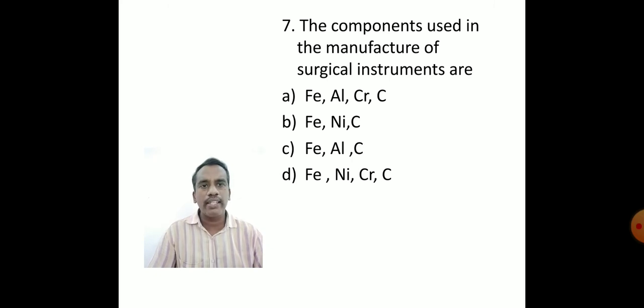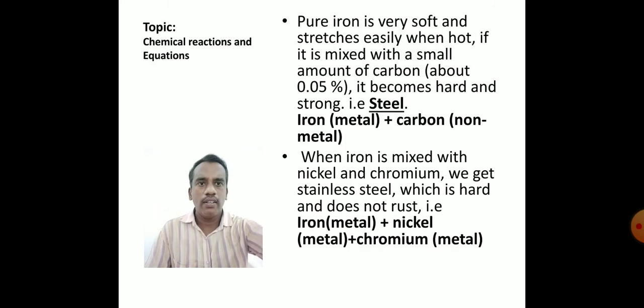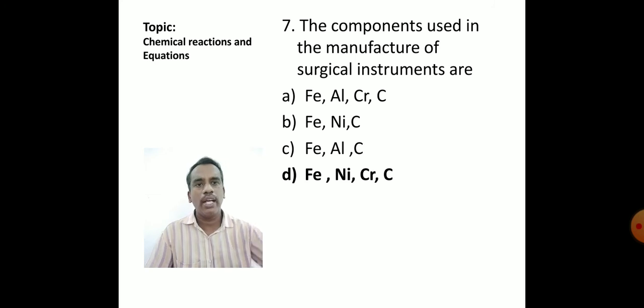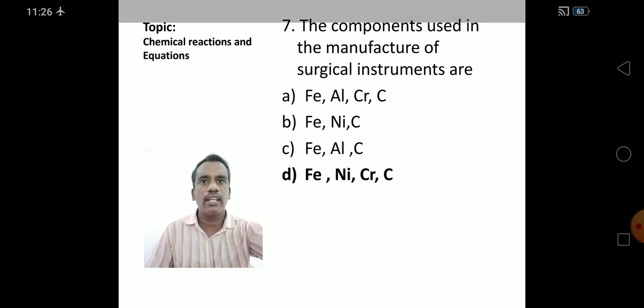Which option do you find there? Iron, nickel, chromium and carbon. I hope we got the fourth option. Iron, nickel, chromium and carbon. Let us see the next question here.